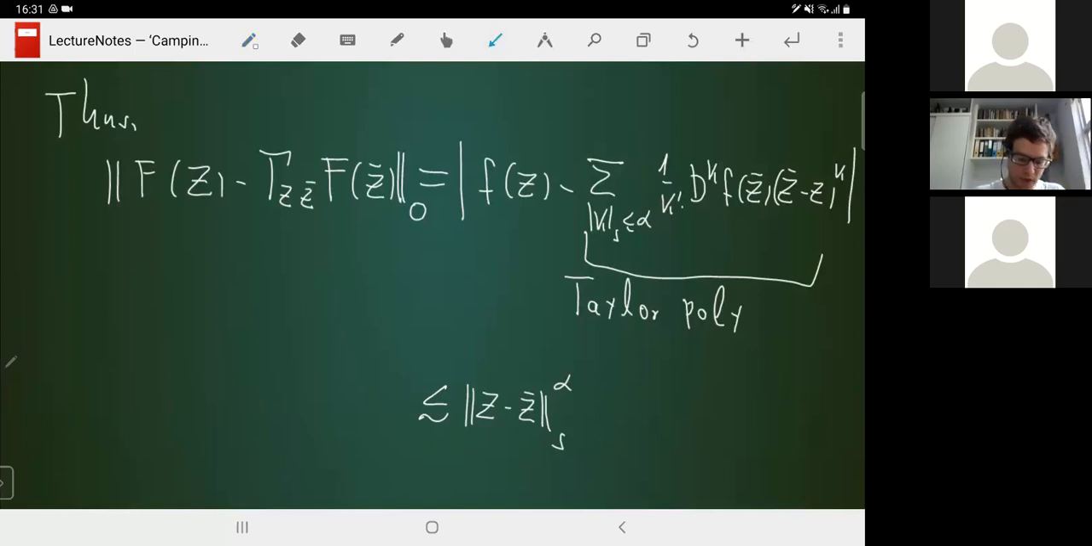So I hope you kind of believe this last fact. But the important thing is that by looking at this guy, what appears here is really the Taylor polynomial. And that's why I looked at this guy initially, because in this framework I really recover the usual way of studying smoothness of a function.